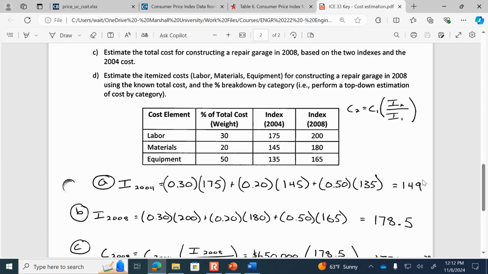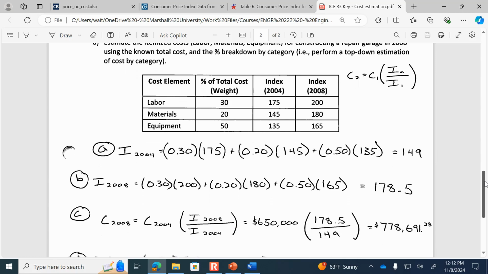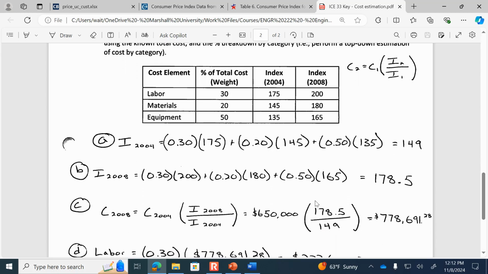So if you want to predict what's going to be the future cost of the garage to construct, the future cost of the garage would be the past cost of $650,000 multiplied by the ratio of the index values. So the ratio of 178, which is the current year's index. 149 was the index back when the item was originally constructed and built for $650,000. So that means that the predicted cost for this future similar structure to be built is $778,691.